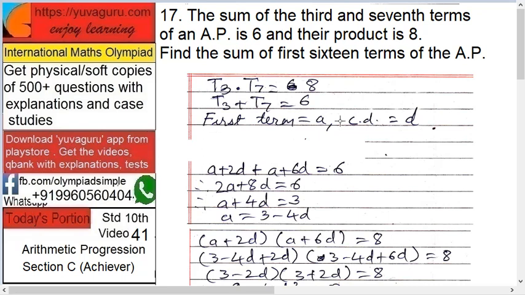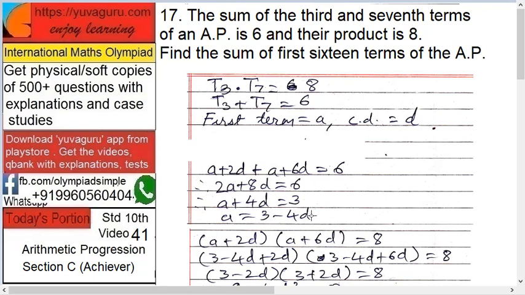So let the first term be A and the common difference be D, okay? First term A, common difference D, therefore A plus 2D plus A plus 6D equals 6, right? T3 is what? A plus n minus 1 into D, that is 3 minus 1 into D. Similarly T7 is A plus 7 minus 1 into D. Okay. So 2A plus 8D equals 6, A plus 4D equals 3, A equals 3 minus 4D.